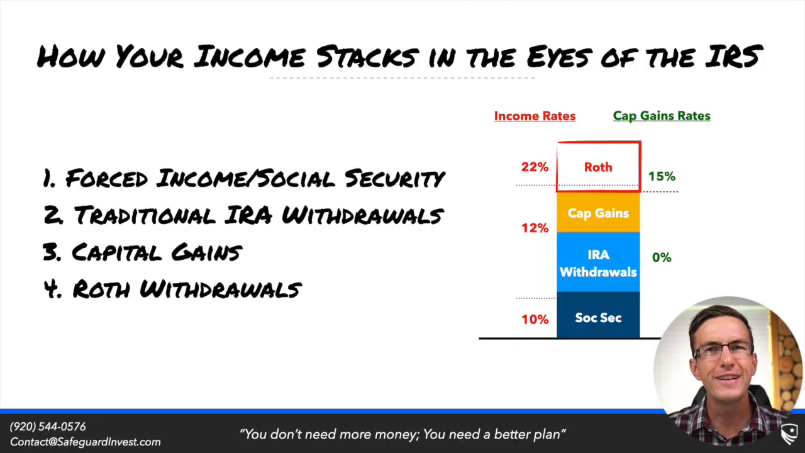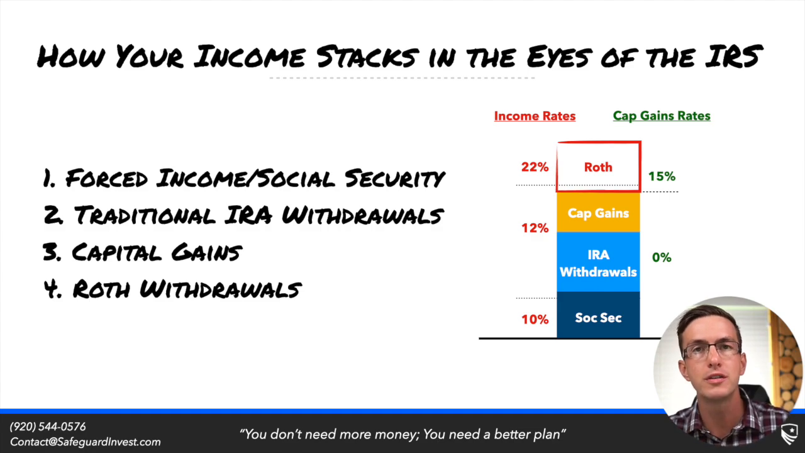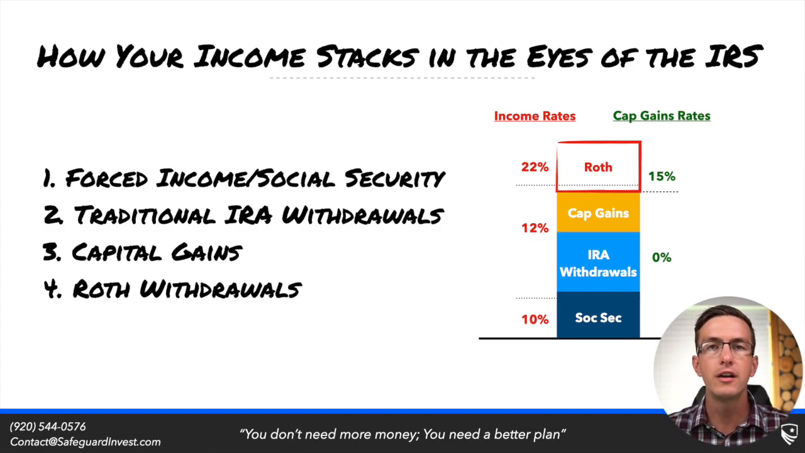how to fix them. But before diving into these mistakes, it's first important to understand how your income stacks in the eyes of the IRS. This will offer a lot of clarity as you're taking some of these mistakes and applying them to your situation. So it's important to understand that your ordinary income stacks on first. That's the foundation. And so what's included in this would be forced income, whether that's pension income, annuity income, or Social Security. This is your guaranteed income that stacks within that foundation.